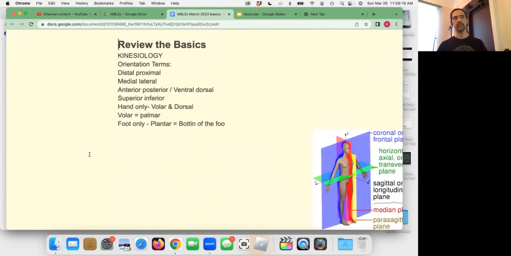Okay, so let me back up. The basics are how the body is put together. So for us, that's orientation. What's up, down, lateral, medial, front, back, etc. Like, what are all those terms, right? So you start to build your vocabulary to express those things.